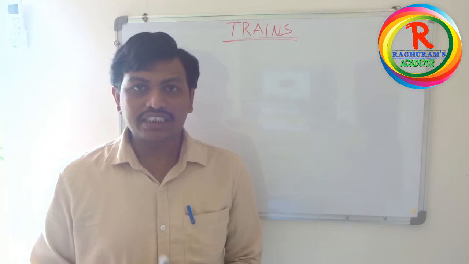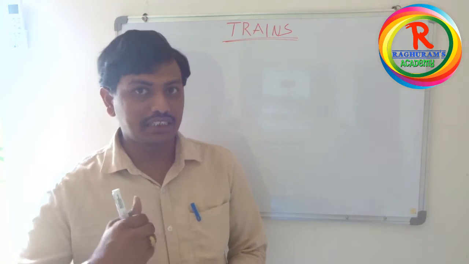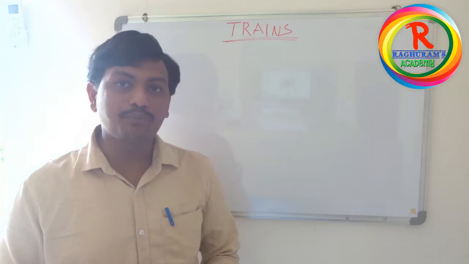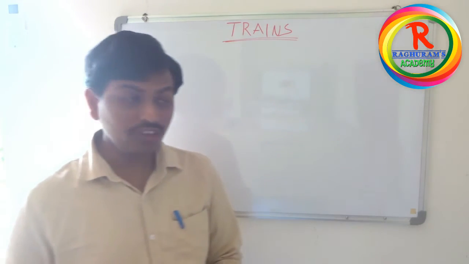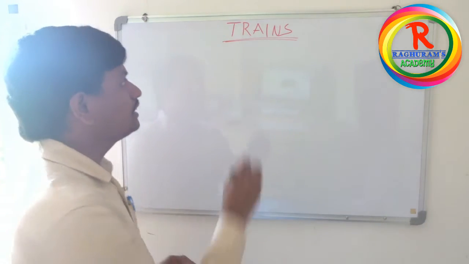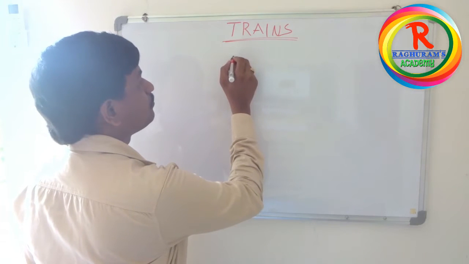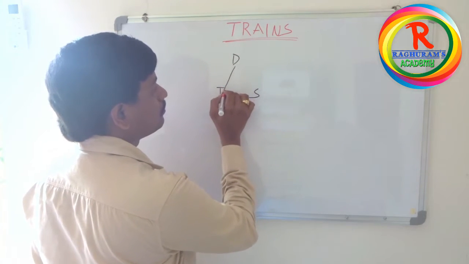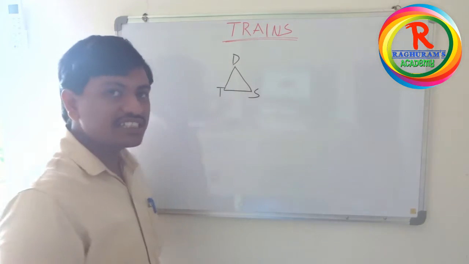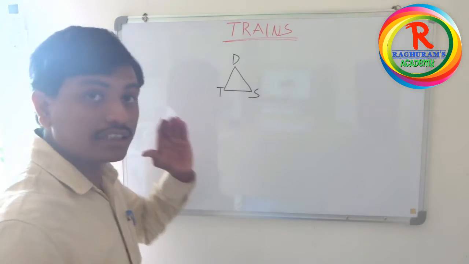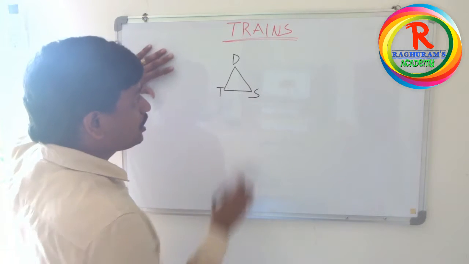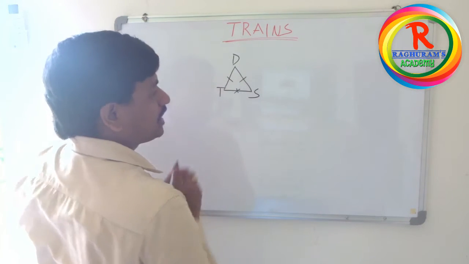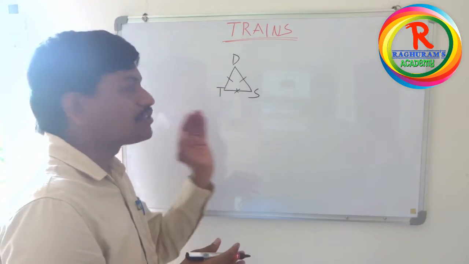Now just recall what I have explained in the time and distance. Time and distance basics are very important for train problems. So there I have explained the detailed triangle. This is the detailed triangle. So here I'll just put a division and here multiplication. This is the basic for trains.